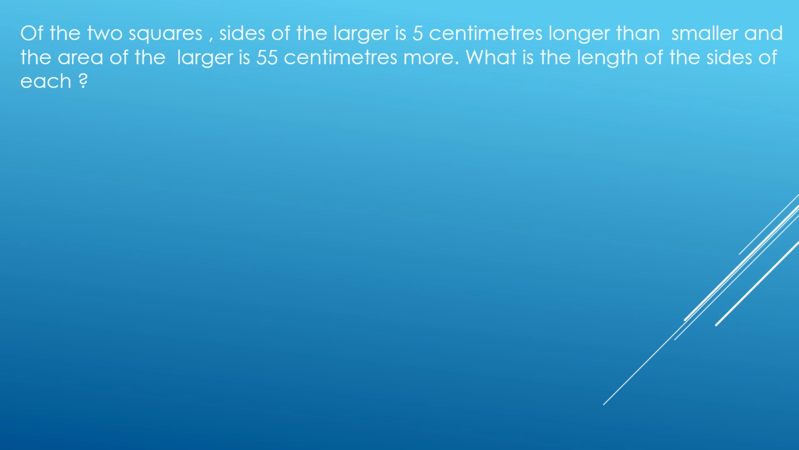So let's discuss the first question. Of the two squares, the side of the larger is 5 centimeters longer than the smaller and the area of the larger is 55 centimeters more. What is the length of the sides of each? All of you read the question once again. Tell me what you have understood and what we have to find out.